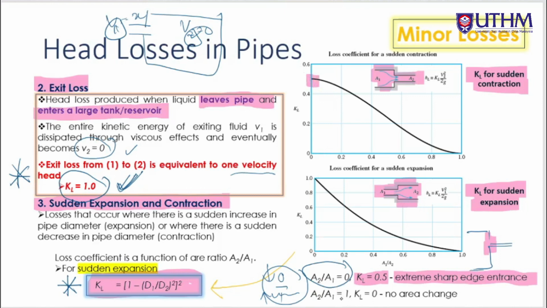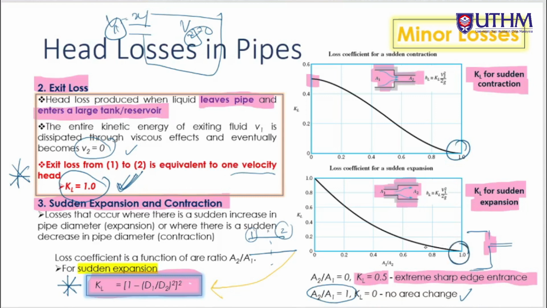Okay, so if let's say A2 over A1, I erase a bit, equals to 1. So A2 over A1 equals to 1 means that A2 and A1 are the same in terms of their diameter. That's why their area is the same. So no area change means that KL equals to 0. No value for KL, and there is no contraction or no expansion.